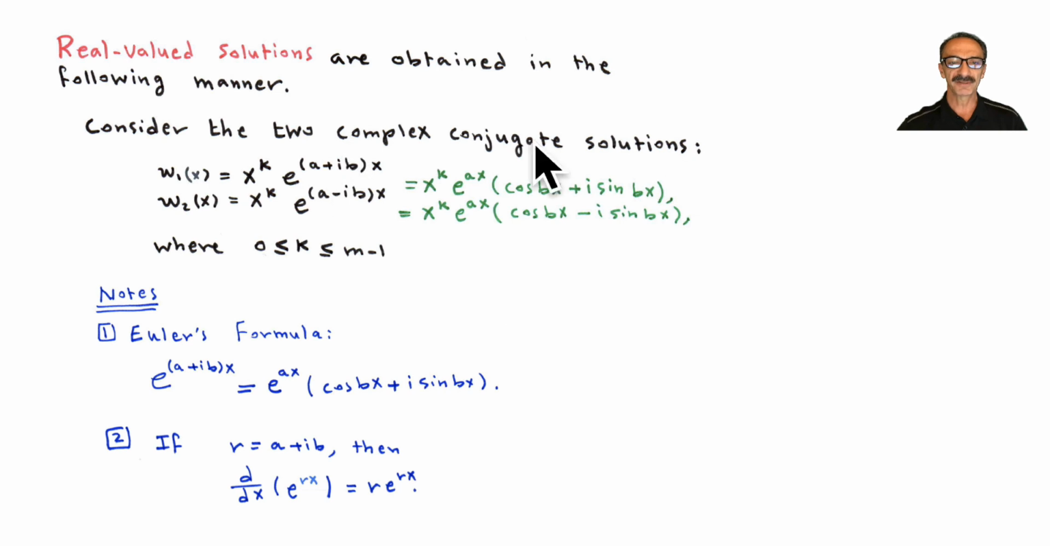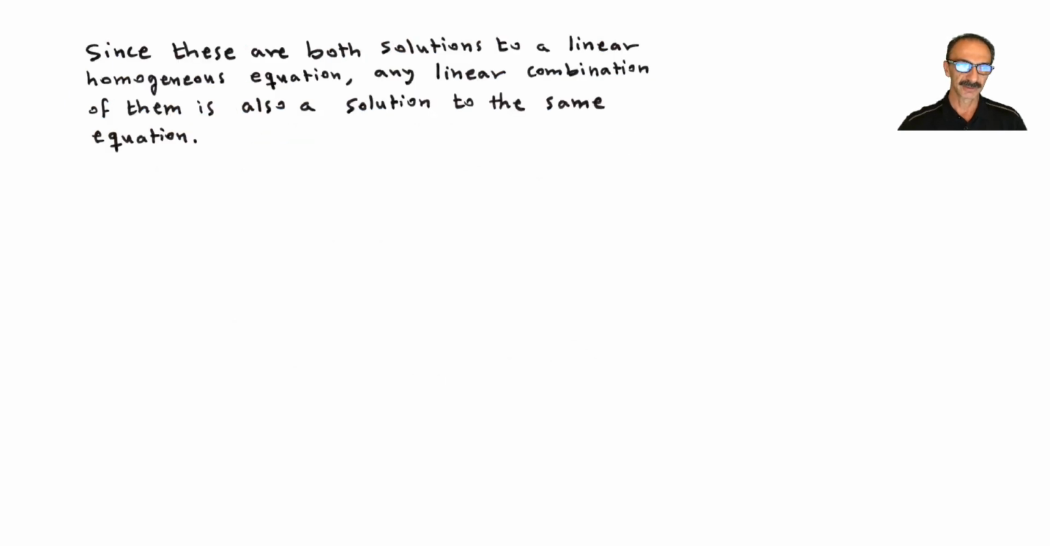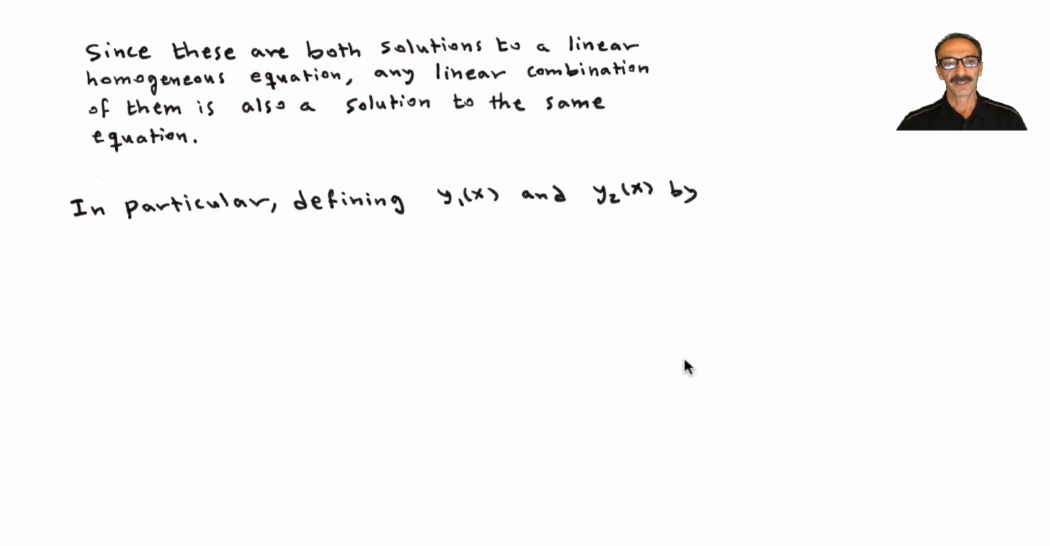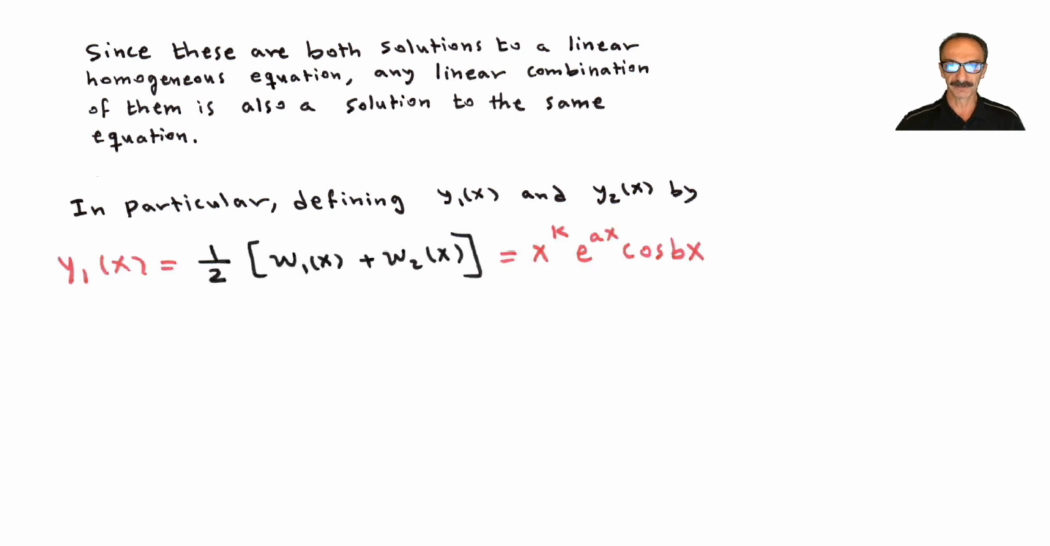So if you combine these two somehow and cancel the sine bx, you'll get the cosine bx, maybe 2 times. You divide by 2. If you subtract these two expressions, if you want to call them, this becomes plus, so you have two of these guys, and this will cancel. And that's the game for the next slide or two. In particular, defining y1 and y2 by the following.